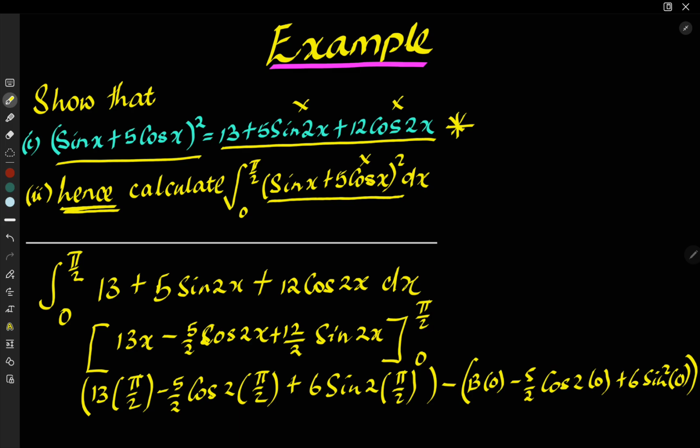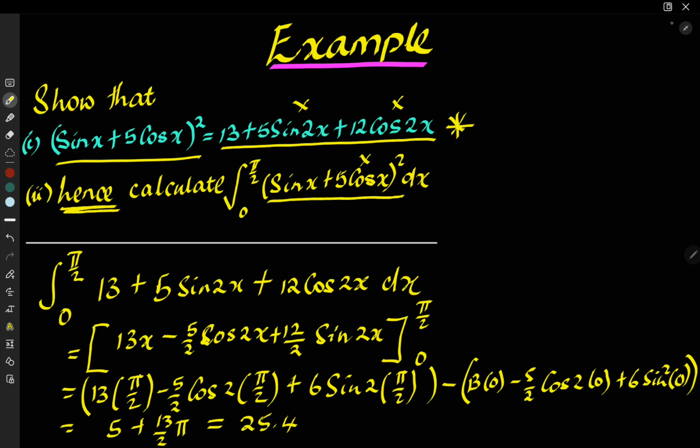Now, if you simplify that, you just punch that in your calculator, then you'll see that the answer will be 5 plus 13 over 2 pi. Or in decimals, that will be 25.4. Now, this marks the end of our lesson.